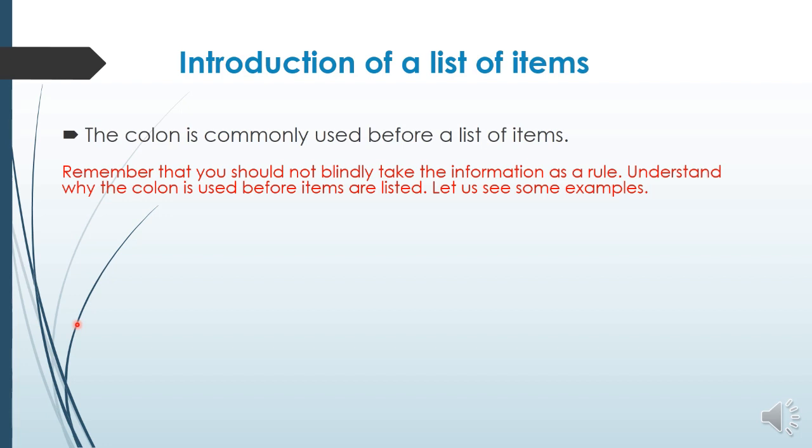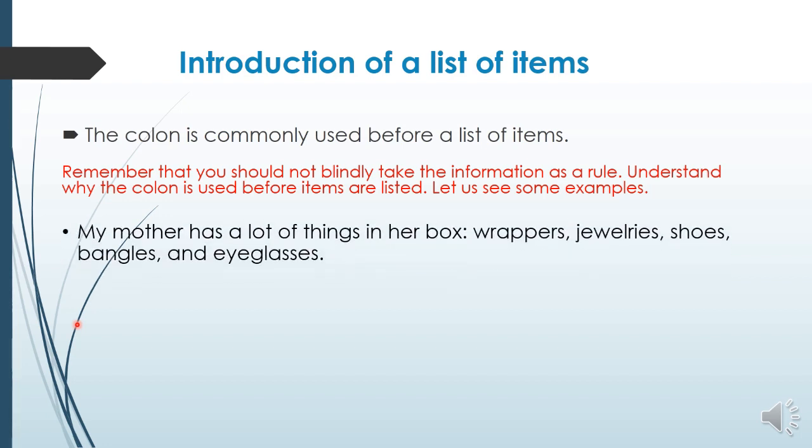Now let us see some examples. My mother has a lot of things in her box: wrappers, jewelries, shoes, bangles, and eyeglasses. You can see where the colon appears. It appears after the last word before the list of items.